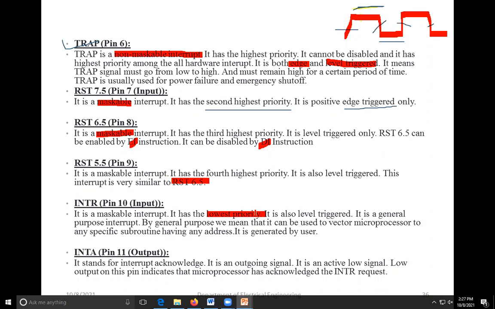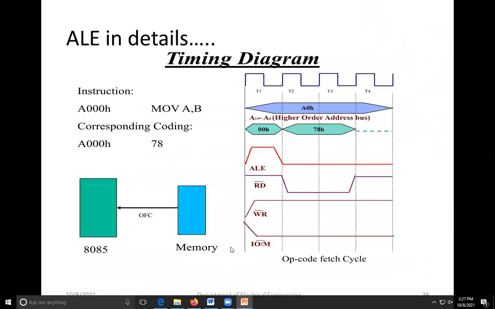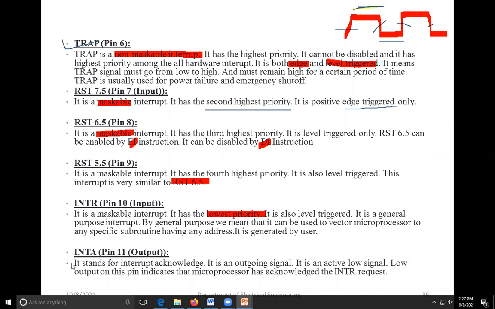And then another is the interrupt acknowledgement. What is meant by interrupt acknowledgement? INTA stands for interrupt acknowledgement. It is an outgoing signal. You know that it comes from the 8085 to the outside. It is active low. You know that active low means what? INTA bar, a low output signal, should acknowledge the interrupt request. If you give any interrupt request to the 8085, it must acknowledge it.